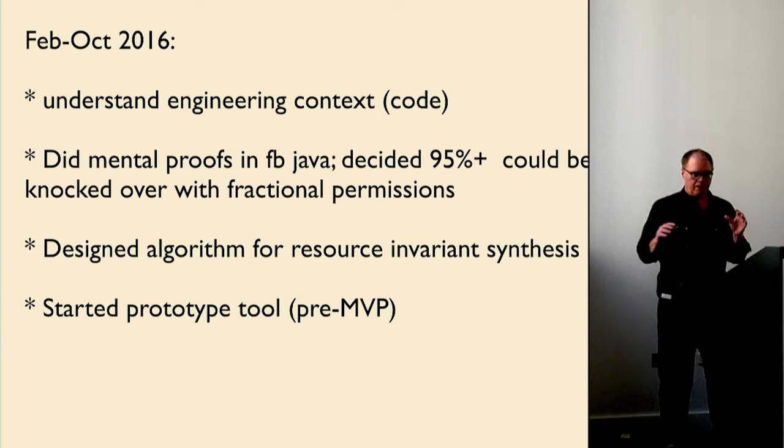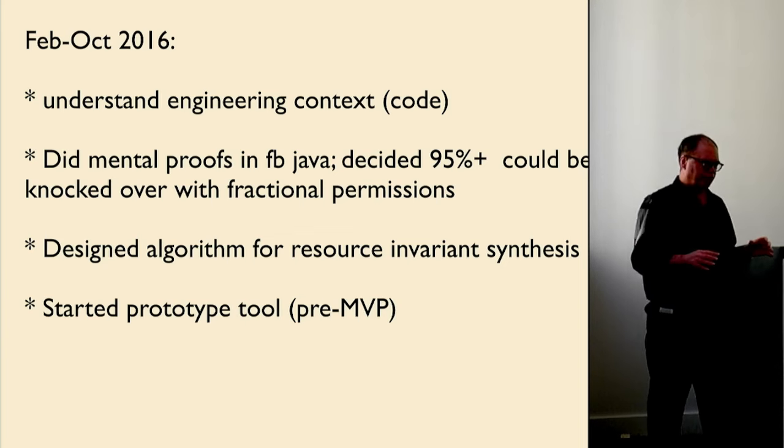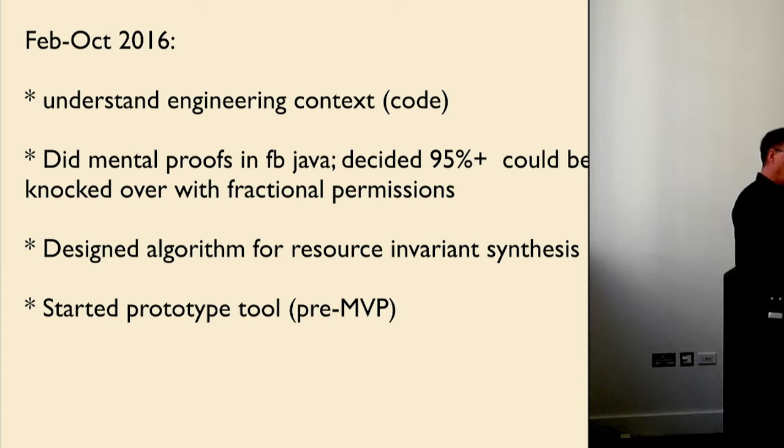What I did is, in industry, when you attack a problem, you don't just build the analyzer, you need to understand the context. So I stared at thousands and thousands of lines of the Java code, the Android code of Facebook, to try to understand its character, and then try to figure out what a really good prover/analyzer would look like for this style of code. I did mental proofs about the code. And these mental proofs means I sketched out the program logic proof. I decided that 95% of the code I could knock over with something called fractional permissions with concurrent separation logic. I designed a pen and paper algorithm for discovering all of the invariants.